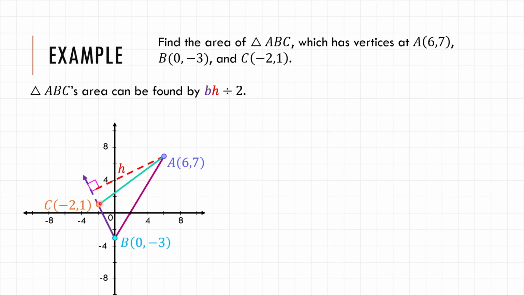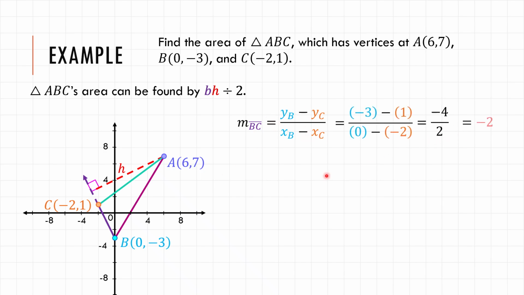The starting point is that if I can find the slope of line segment BC, which is very easy to do with the slope formula, I just find the rise divided by the run, and that tells me the slope is -2. I find the y-intercept, and I can see right away that this point is already on the y-axis, so the y-intercept must be -3. Then this dashed line, the line that contains this line segment, is y equals -2x minus 3.